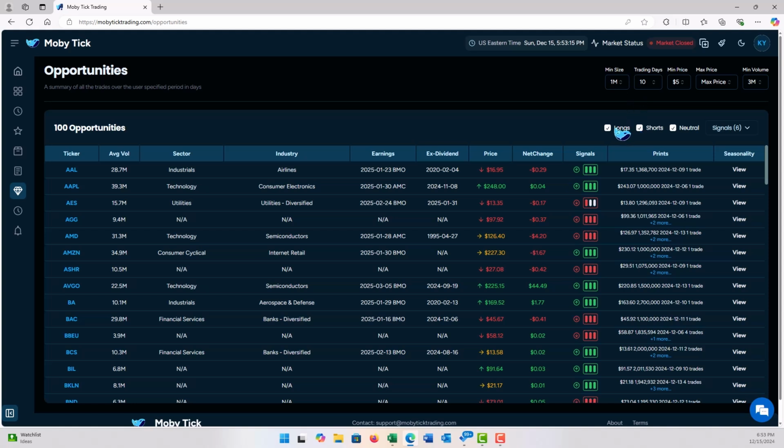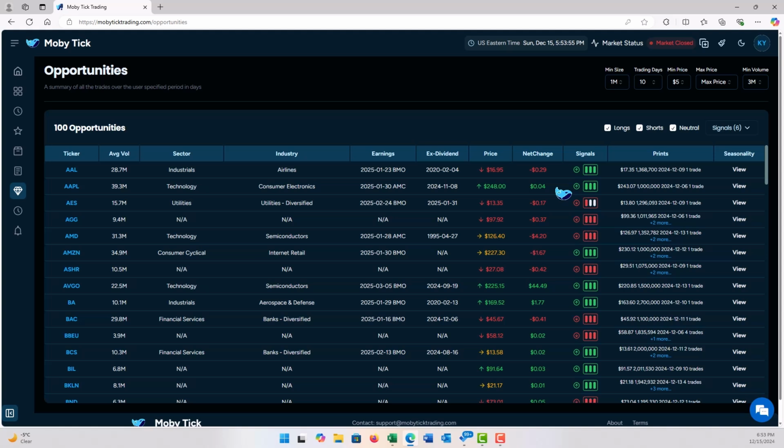So if we were to look for longs, we want the price to be above the prints. So this is 243.07. There was a 1 million on Apple, and that was from December 6th. And we're at 248. And the net change on the day is we're up. So what we're looking for is the price to be above the recent prints and closing in the positive, so above yesterday's close.